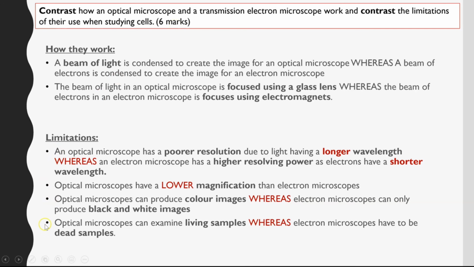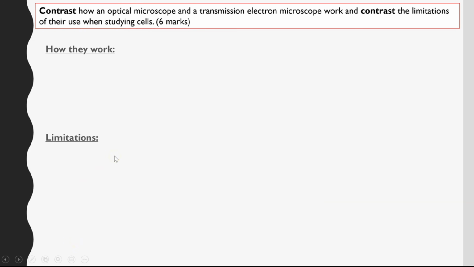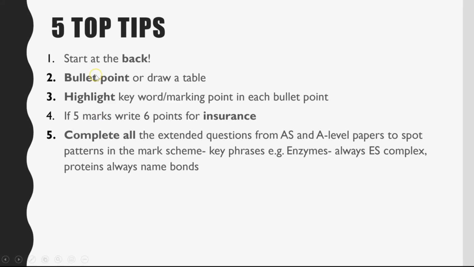We then go on to 5, 6, 7. So again, I've done 7 points instead of 6. So I've got that insurance, that backup. And then I've got the idea of lower magnification, colour image compared to black and white, living samples compared to dead samples. Now, when I said on the top tips, if I just go back, bullet point, you've already seen that. I've shown you that I've done 1 extra mark, so 7 marks instead of 6.